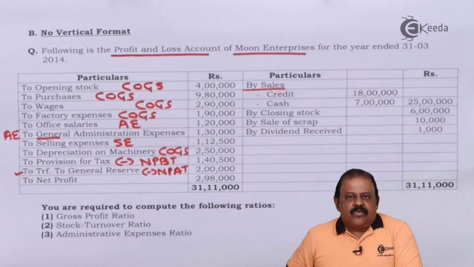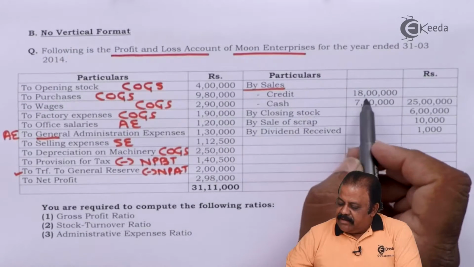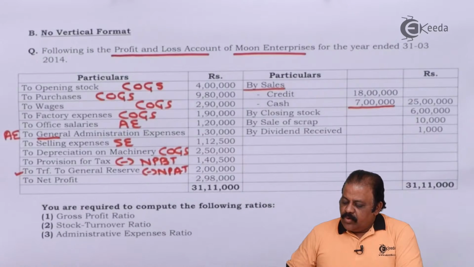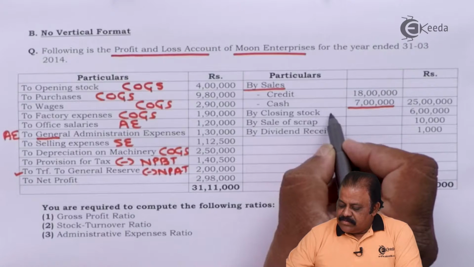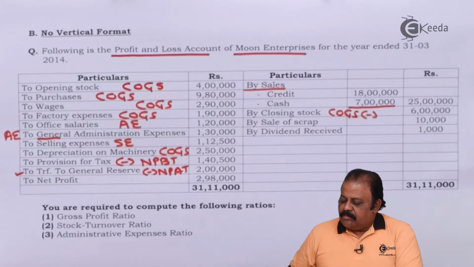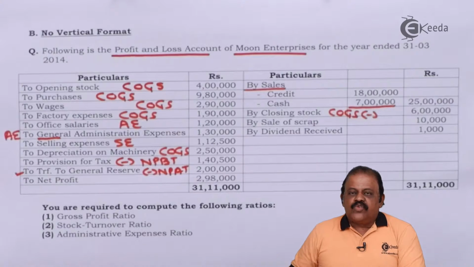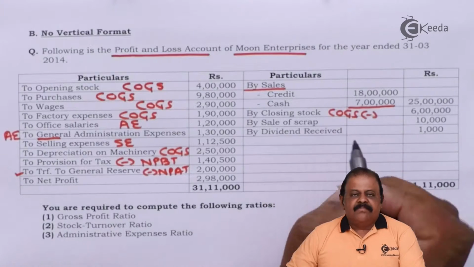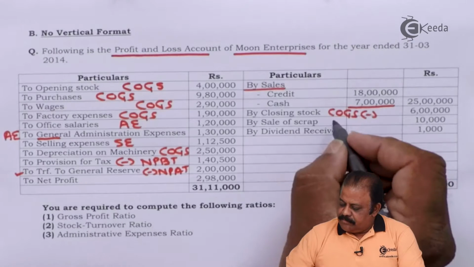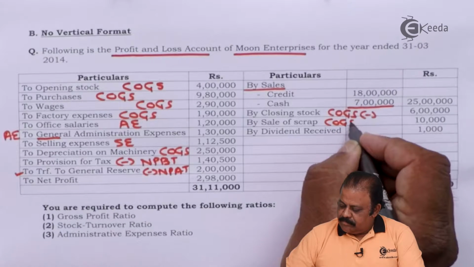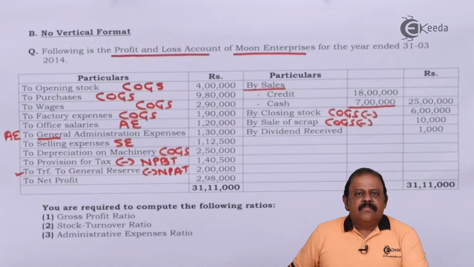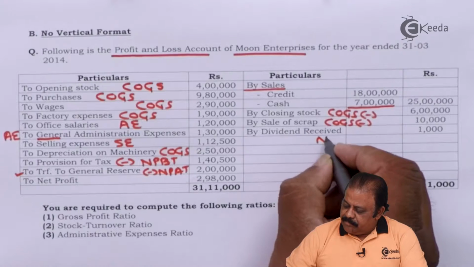Sales. To calculate gross sales, we are required to add credit sales and cash sales. Closing stock. This will be deducted from cost of goods sold. Sale of scrap. This will be deducted from cost of goods sold. Dividend received. Non-operating income.